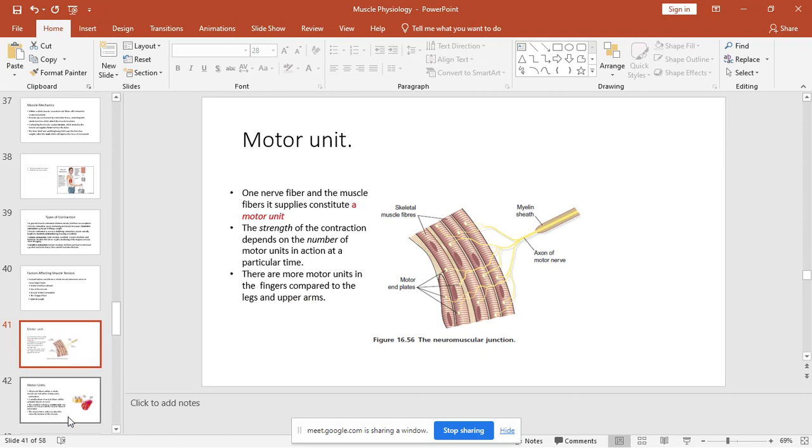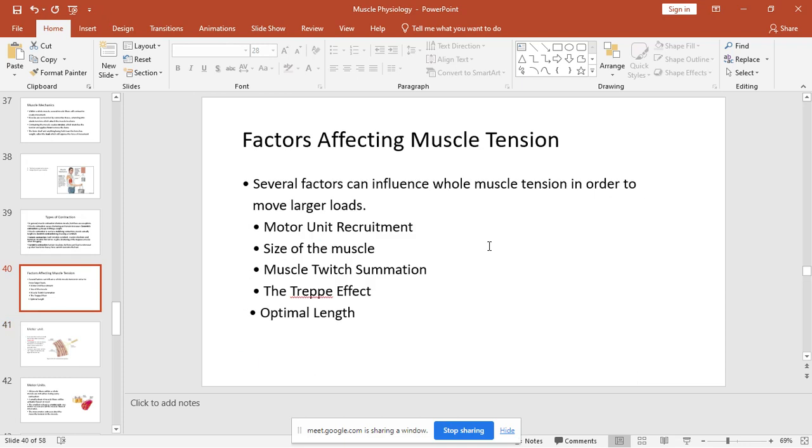So a motor unit, ladies and gentlemen, is basically the nerve and the muscle fibers it supplies. A motor unit is very different from a neuromuscular junction. I think I've seen some people confuse this too. So why is this important? Why are we talking about it? We are saying that because we are looking at factors that influence muscle tension.